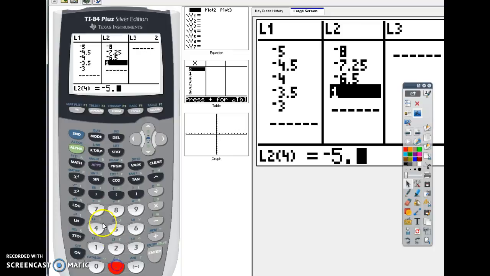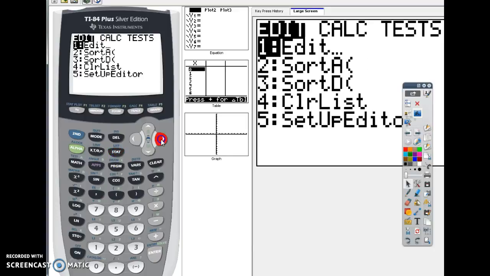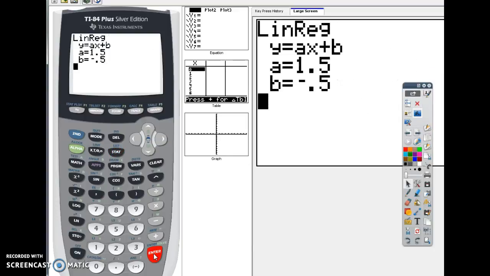Negative 5.75 and negative 5, enter. So then I do stat calc for enter, and it gives you the equation. So that's y equals 1.5x minus 0.5, and I need to change both of these to a fraction.